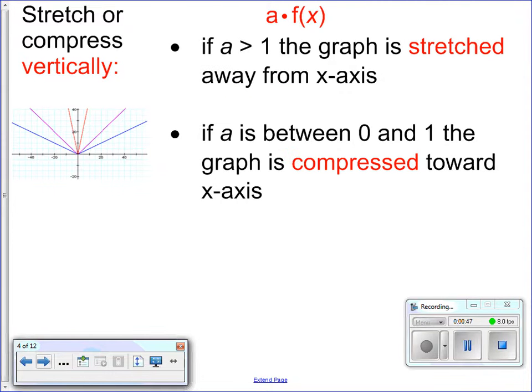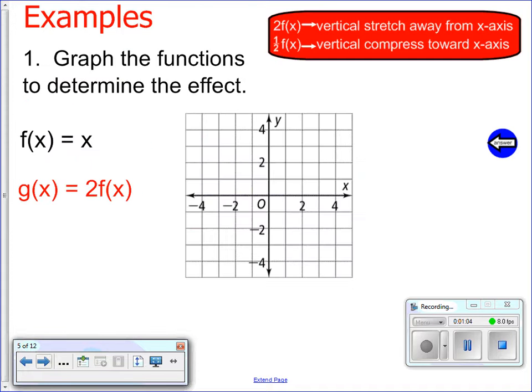So a vertical, notice that our coefficient a is on the outside of the parentheses, and if that's greater than 1, the graph is stretched away from the x. And if a is between 0 and 1, it's being compressed toward the x. So some examples. Graph the functions to determine the effect.